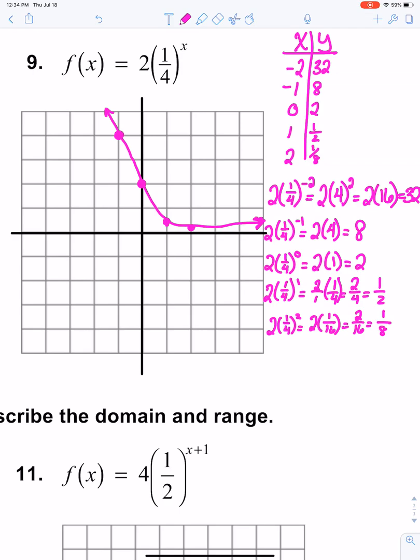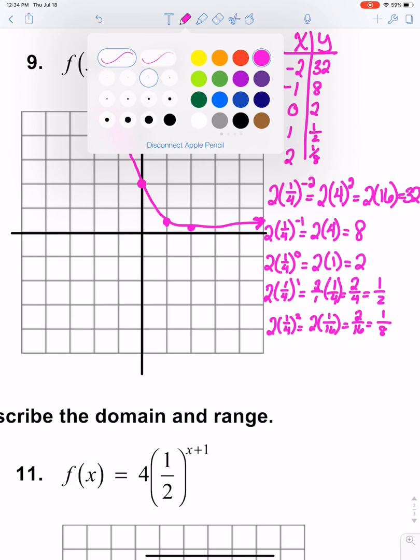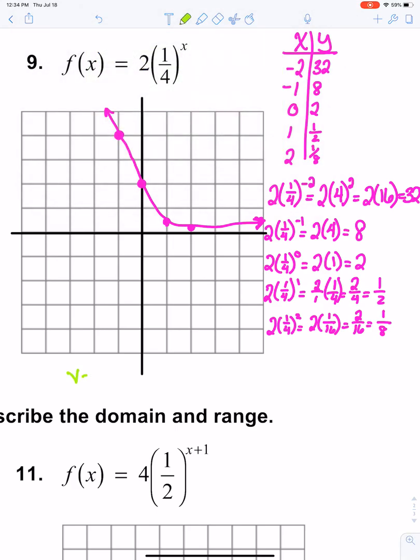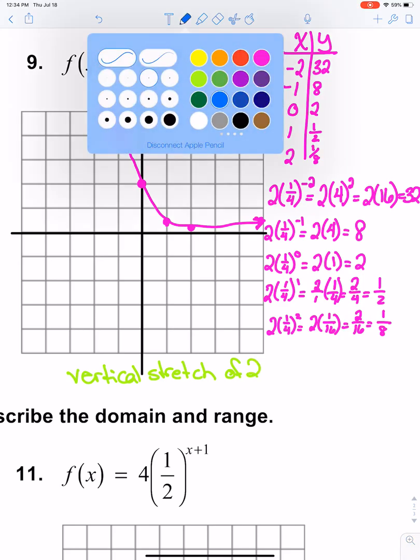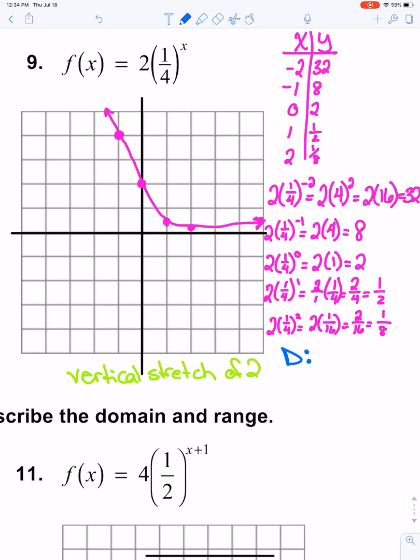It says describe this compared to the parent graph. Well, with that 2 in front, I am seeing a vertical stretch by 2. Okay, and then the next part asks for the domain, which we very clearly were able to put anything in for x, so that's going to be all real. But we also have to consider the range. Notice that the graph approaches the y-axis but never crosses it, so y has to be greater than 0. Okay, it never crosses that y-axis, so I don't want to put or equal to. It's just got to be greater than 0.